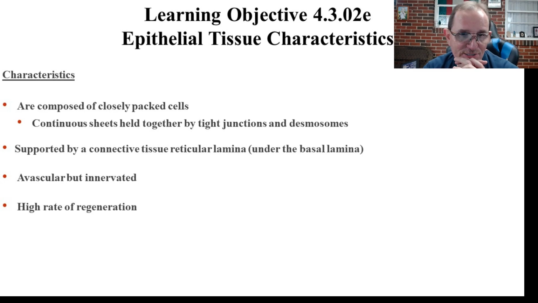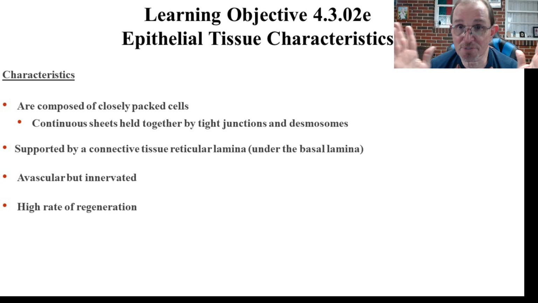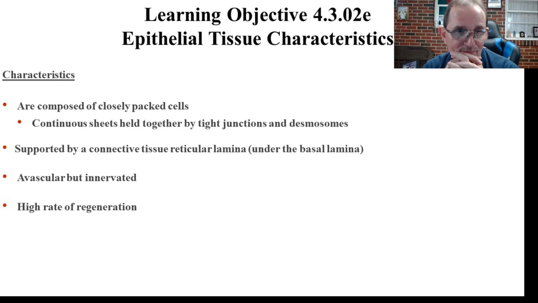Okay, so more characteristics of these guys. Closely packed cells. That's one of their main characteristics. These guys are going to be held together either by tight junctions, if they need to be, so we don't have anything leaking between the cells, or desmosomes to hold them together, at least in the lateral direction. They all have the basement membrane.